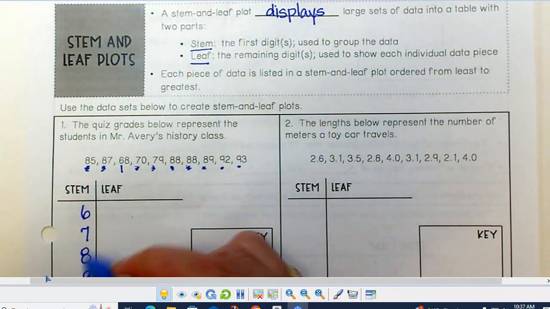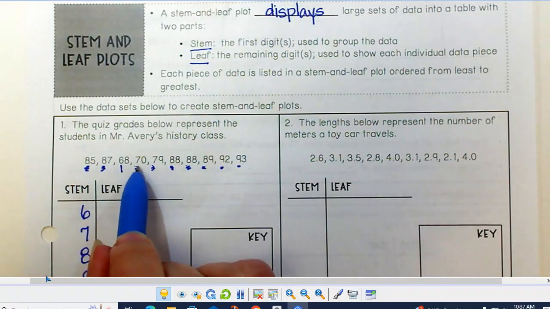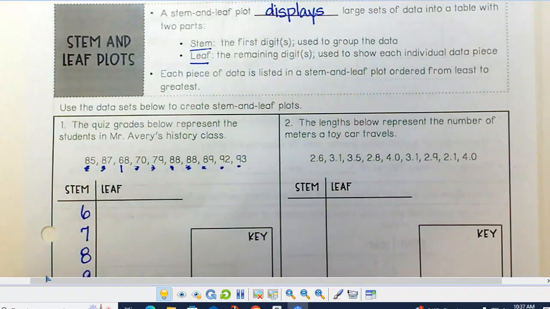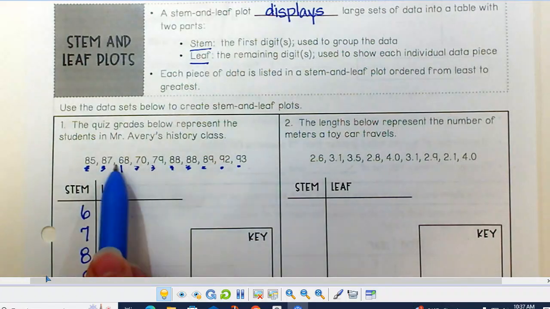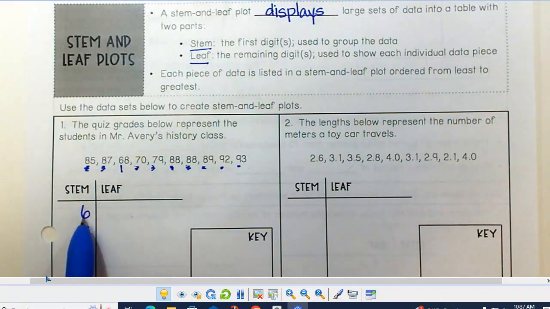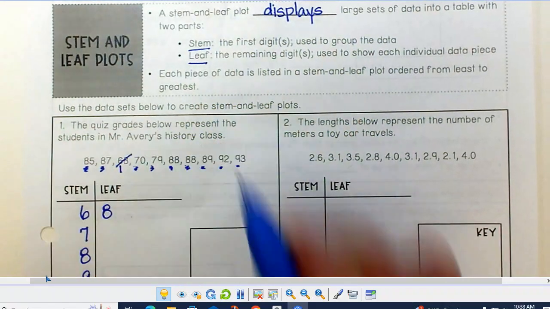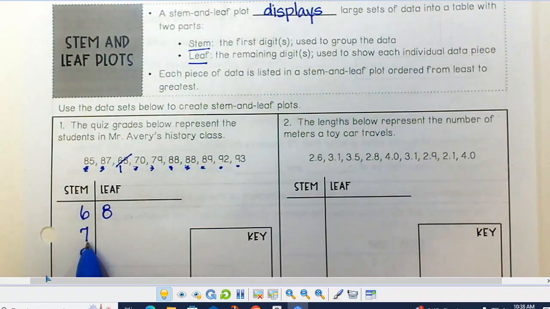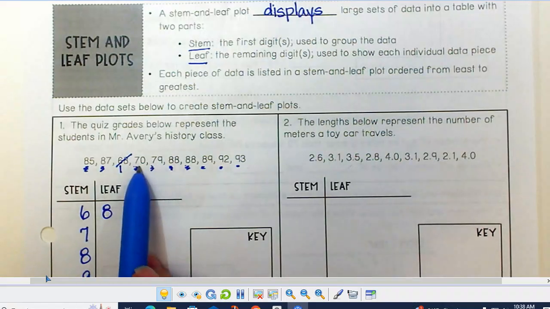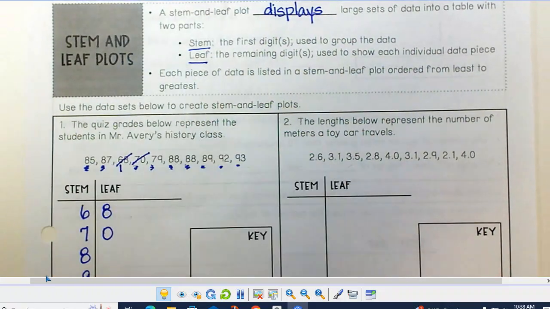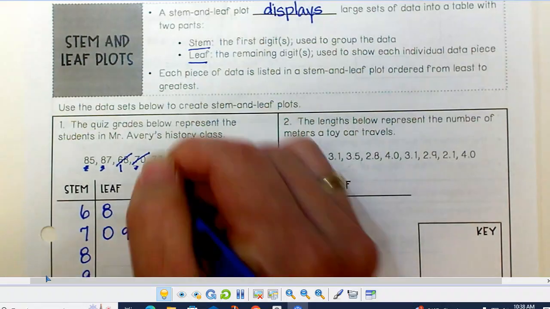Okay, because your stems in this case are going to represent whatever digit was in the tens place. And then we're going to put the digit from the ones place over here and list them as our leaves. Okay, looking, there's only one data point that begins with a 6 and it ends with an 8. So I'm going to cross that off. I'll go to my 7s, and I need to list them from smallest to largest. So I've got 2 data points that have 7 in the tens place. So that's a 0 for 70 and a 9 for 79.